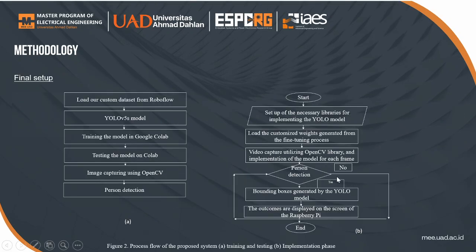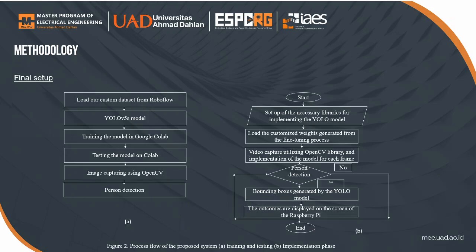The process flow of our system is depicted in this figure. For the training phase, the custom dataset is used to retrain YOLOv5, and the training and testing are performed using Google Colab. For the implementation phase, we first set up the necessary libraries for implementing the YOLO model, and then we loaded the customized weights generated from the fine-tuning process, and we performed the video capture utilizing the OpenCV library, and we implemented the model for each frame.